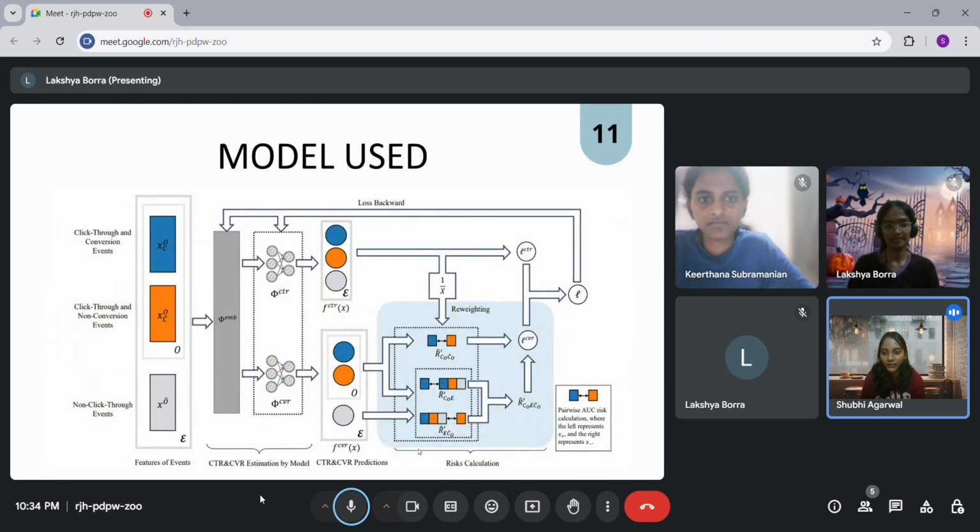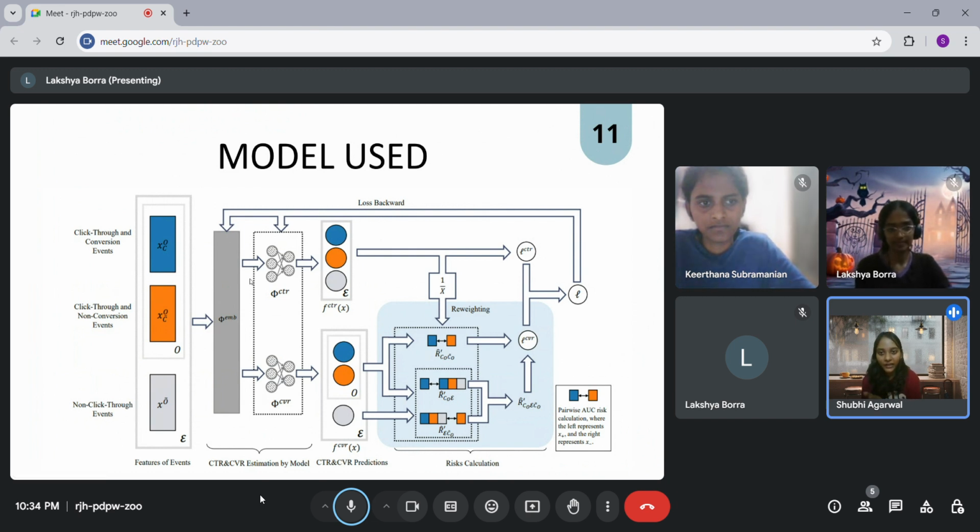So as you can see in the exposure space, that is the input features, we have three types of data that we have already discussed: the positive instances, that is click-through and conversion event; the negative instances, click-through and non-conversion event; and the zero instances, that is the non-click-through event. They share the same feature space. So what we do is we do the embedding together, and then we have two tasks, that is to find the CTR and CVR.